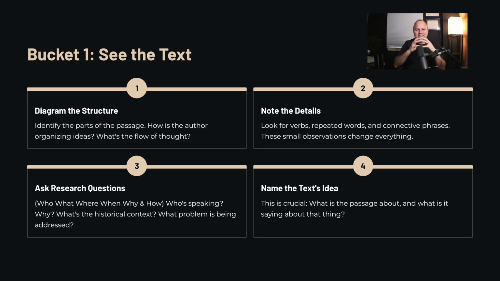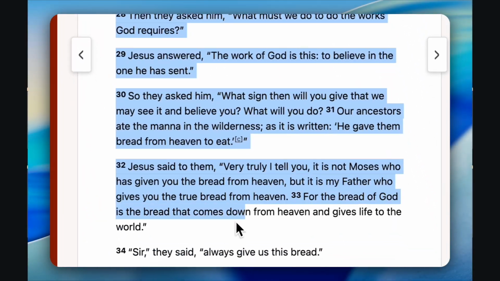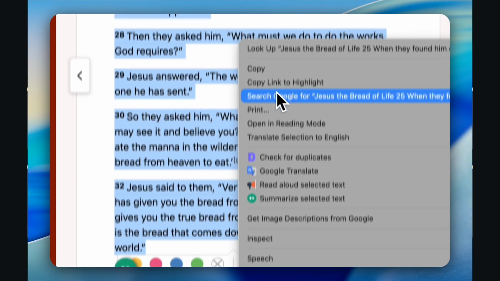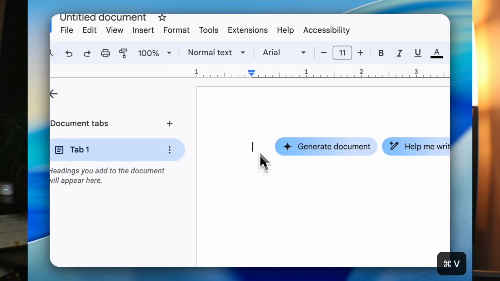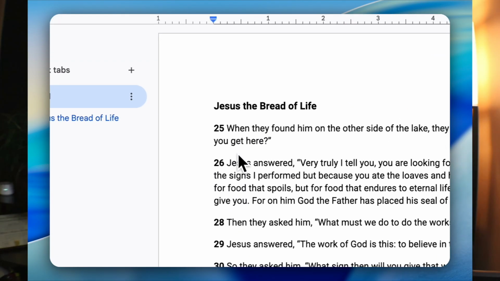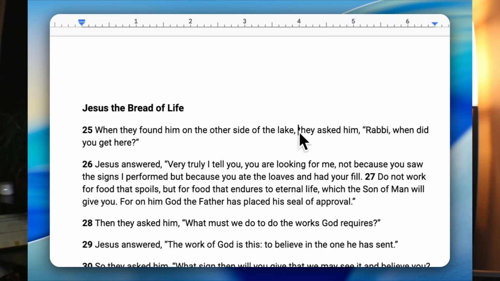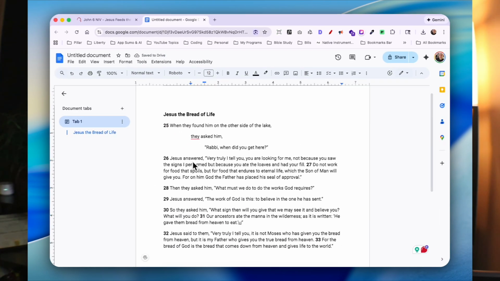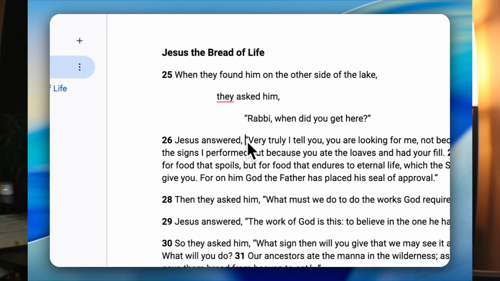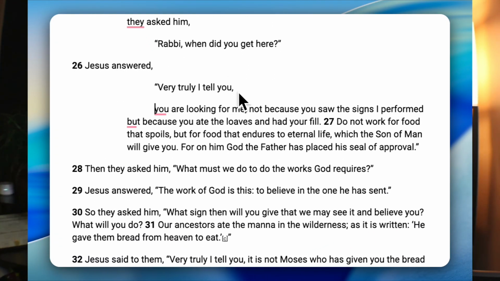So this is where you want to diagram the structure of the passage. So you want to grab a passage, you want to diagram that structure, and you want to identify the parts of the passage. How is the author organizing his ideas? What's the flow of thought? So what I do is I actually open up a word processor and I start looking and dividing and putting words into clauses and putting things together that kind of make sense to me. So you want to diagram the structure of the text. I recommend that for sure.